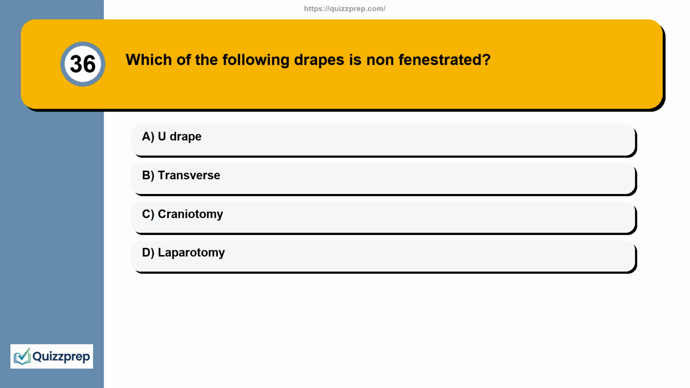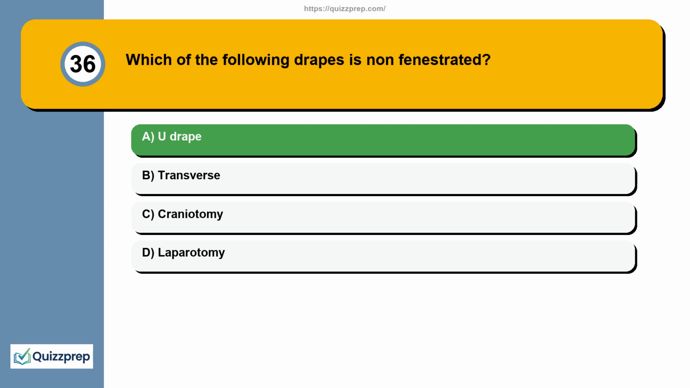Question 36. Which of the following drapes is non-fenestrated? Option A, U-drape. Option B, transverse. Option C, craniotomy. Option D, laparotomy. The correct answer is option A, U-drape.